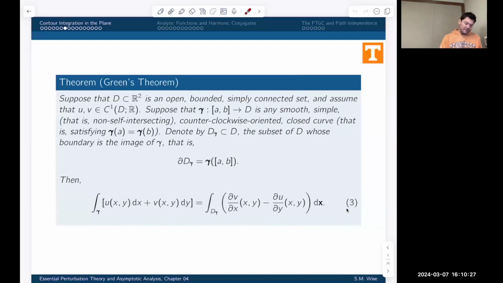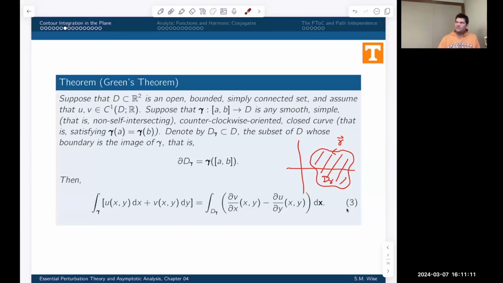Green's theorem is a way of translating a special kind of integral around a boundary, a contour integration, and transferring it into an integral over the domain that is bounded by that contour. This contour we called gamma, and the domain we called d gamma. Okay, so this is Green's theorem. And the contour in this case has to go in the anti-clockwise or counterclockwise direction.